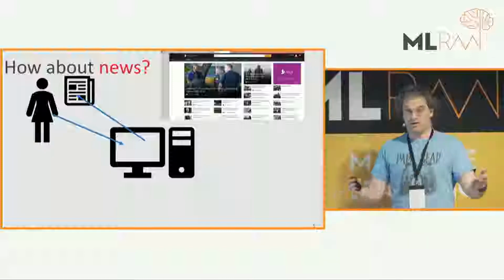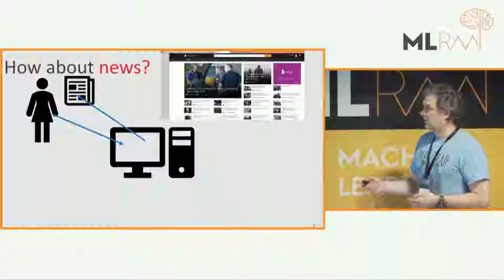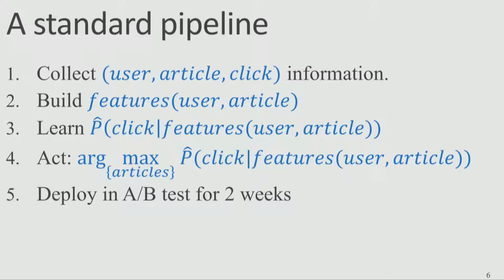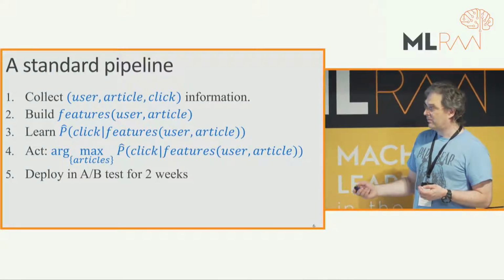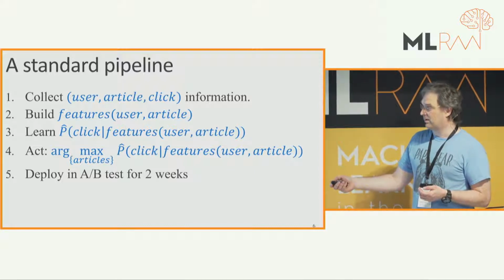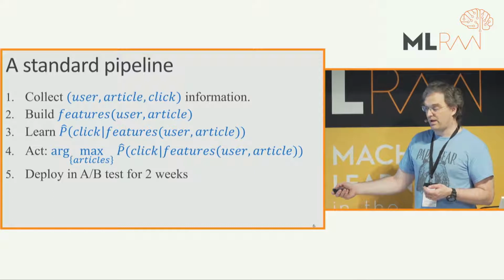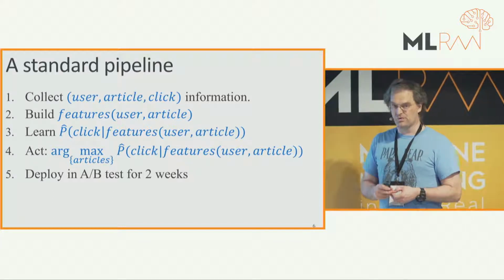There are various ways you could try to think of this as a supervised learning problem. You could try to hire editors to predict which article would be of greatest interest to each individual person. You can also try to treat a click as label information. You can say, look, I have collected historically some information about a user, the article that they saw, and whether or not they clicked on that article. Then you build some features of the user and the article, and learn to predict the probability of the click given the features of the user and the article. And then you act according to the argmax over the articles of the probability of the click given the features of the user and the article. This would be a standard approach.